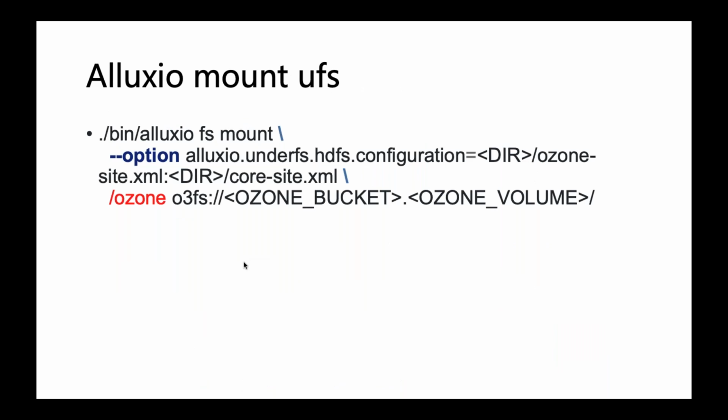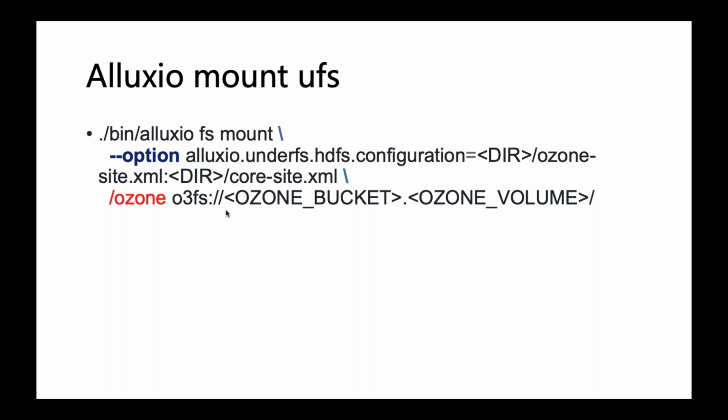So, how to mount an under-file system to Alluxio? Just a simple command line, like this. The /ozone is a mount point in the Alluxio namespace, and the following parameter, O3FS://, is the Ozone path.